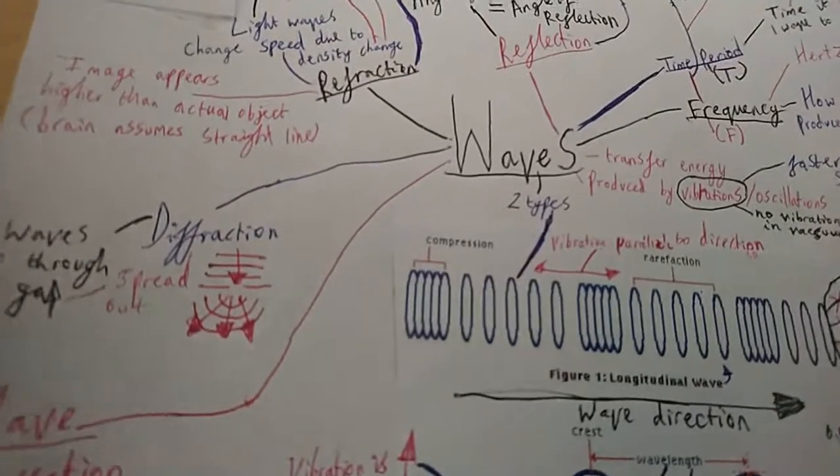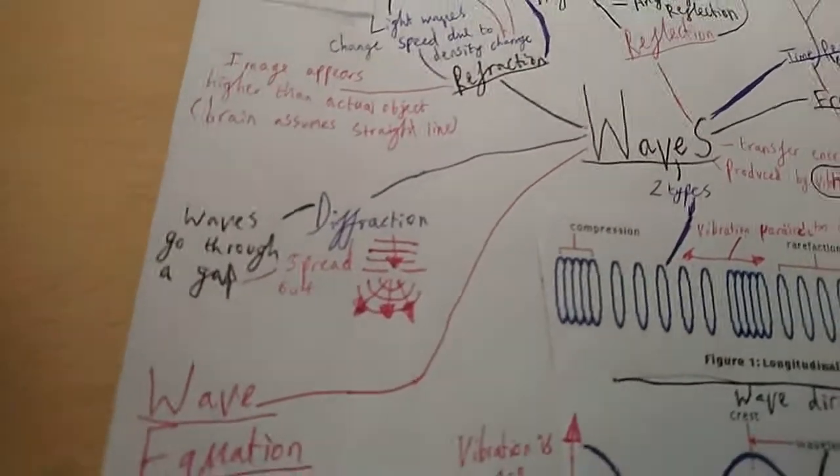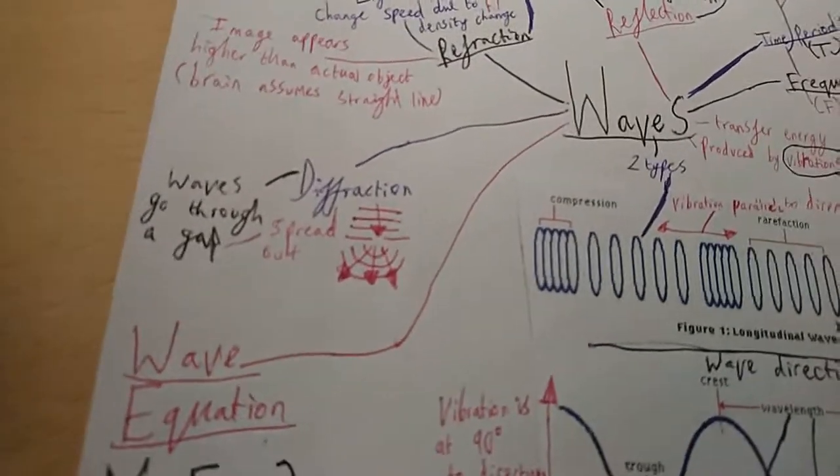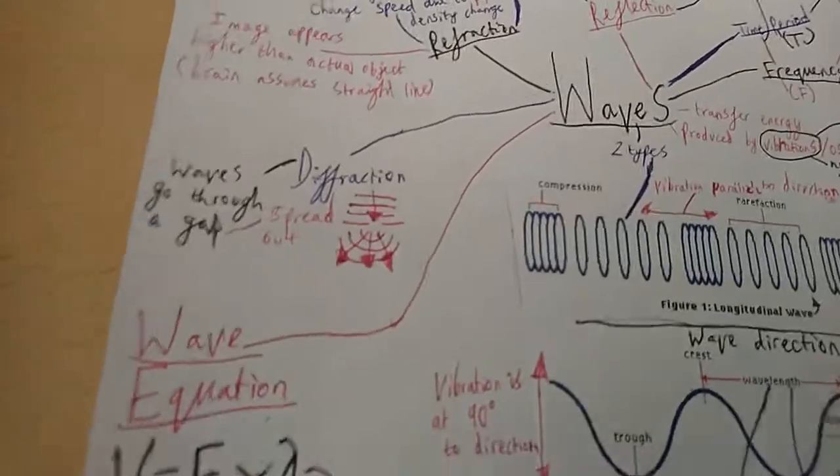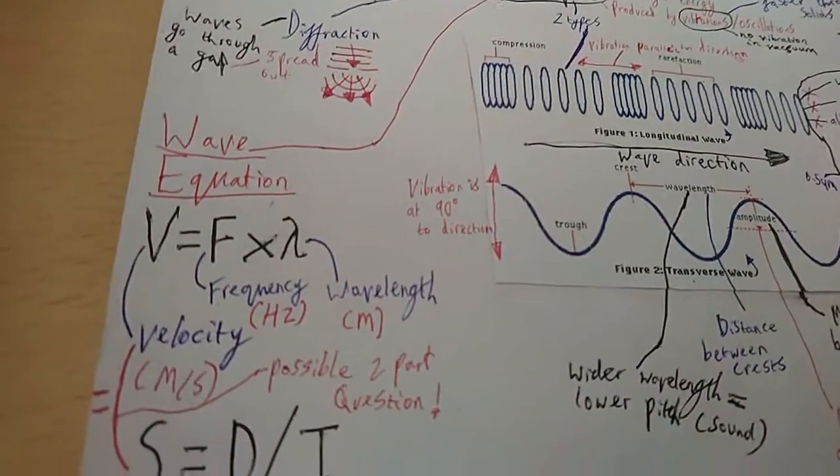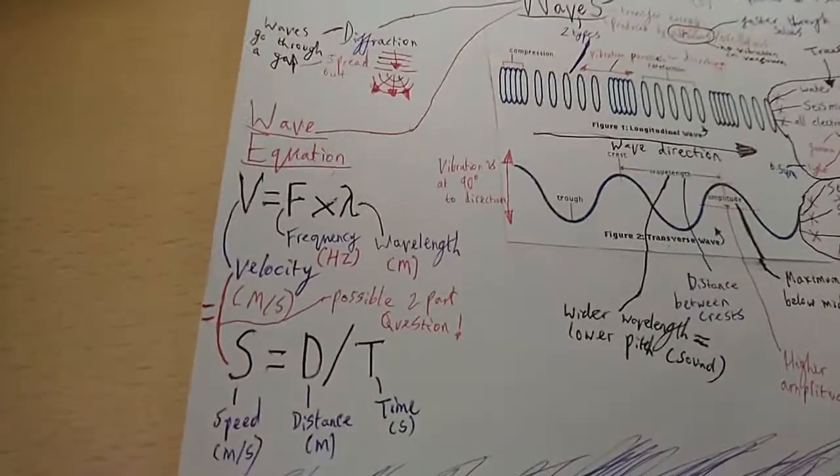So another thing about waves that works for a lot of waves is diffraction. Just basically when waves go through a gap, they're spread out, and that looks sort of like the Wi-Fi symbol. So that's how you can remember it. Oh, what am I doing? Why are we doing this?